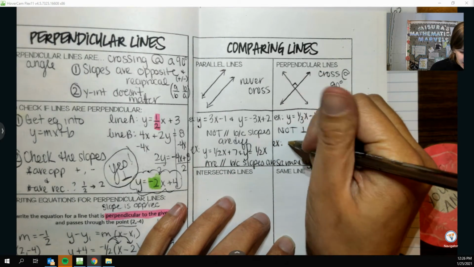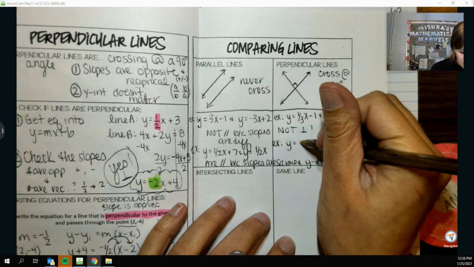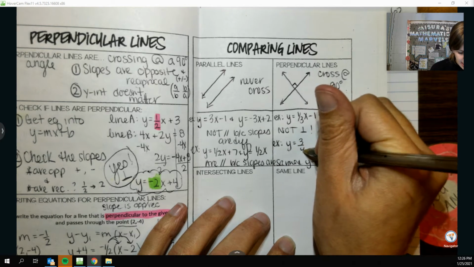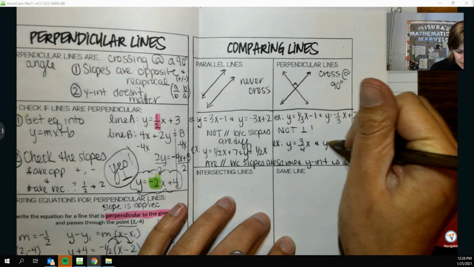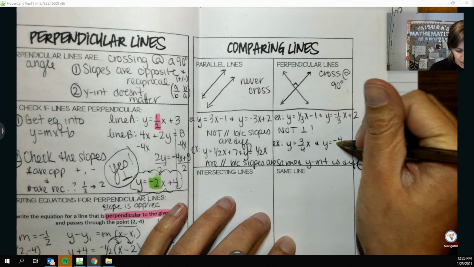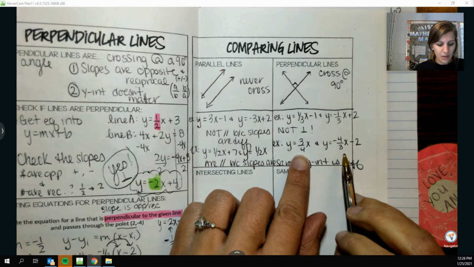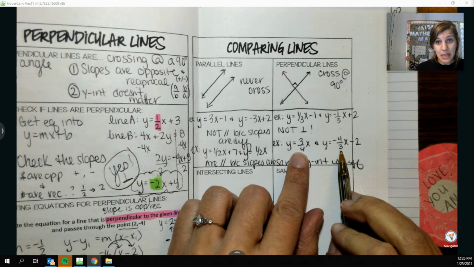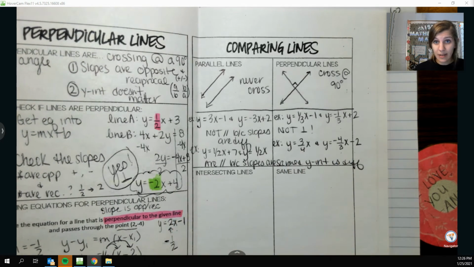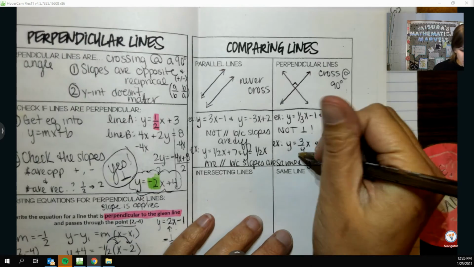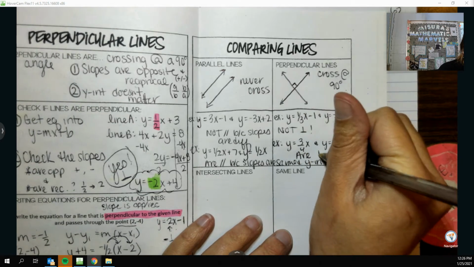But if I had the lines y equals 3/4 x and y equals -4/3 x minus 2, the slopes are opposite reciprocals because they're different signs and they're flipped over. Those are perpendicular.